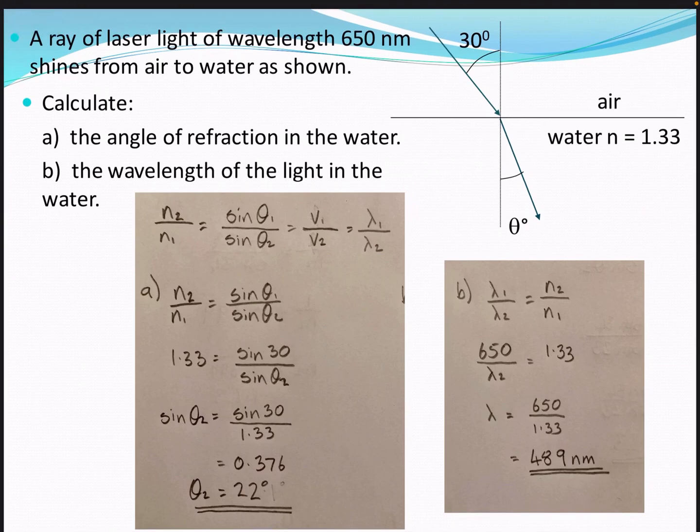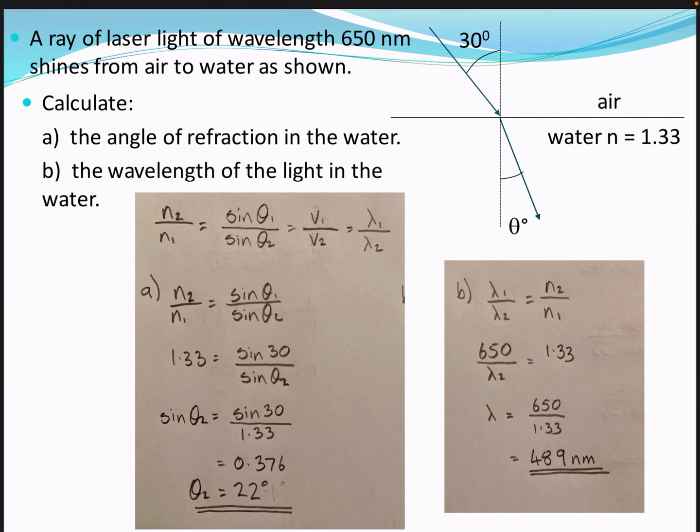So first bit, you're just going to be using Snell's law to work out the angle in the water. You can follow through the work in there. We've got 1.33 as our refractive index. 30 degrees is one angle. We're trying to find out the other angle. Follow that calculation through, and we should get an angle of 22 degrees.